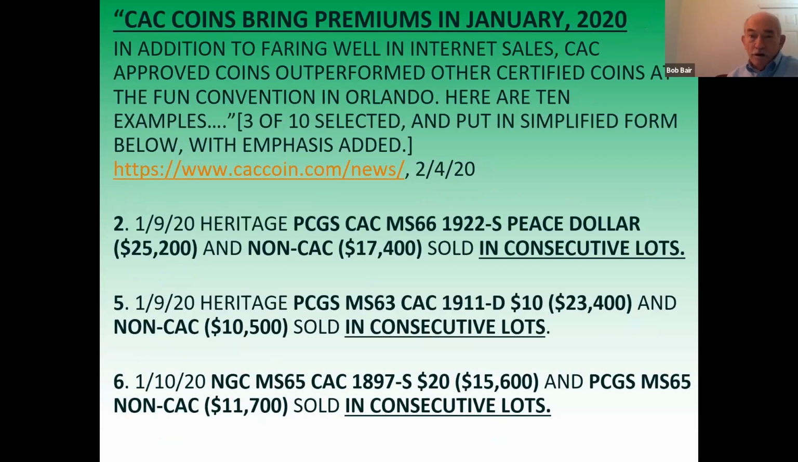Okay, now we got the fun auction, January of 2020. Again, I don't want to bury you. Let's just look at one of these. Oh, how about the last one? MS65 CAC 1897 S20, $15,600, a non-CAC $11,700, and they were consecutive lots. You know, when you're live in the viewing room and you can hold one coin in your left hand and one in the right and compare them, that's hard to beat. Or when they're consecutive lots, it's pretty easy to go back and forth between the pictures. But there's a substantial difference between CAC and non-CAC in that case, once again.